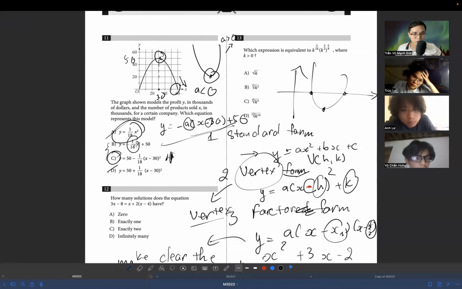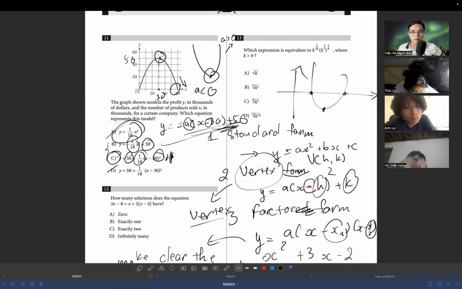And because these two equations share the same slope, the only thing different is the 30 and the 50. And this only has the 50. So this matches, and I will get rid of this because they are the same. And this matches the equation that I gave out.